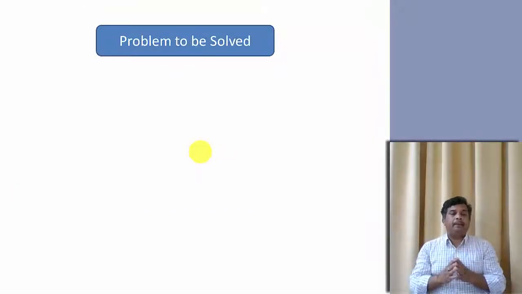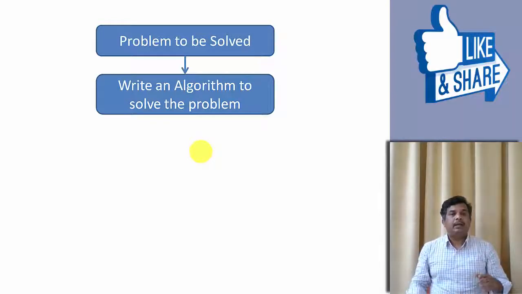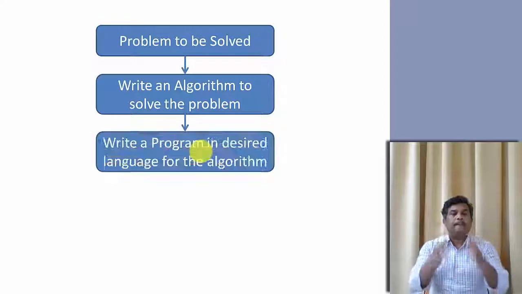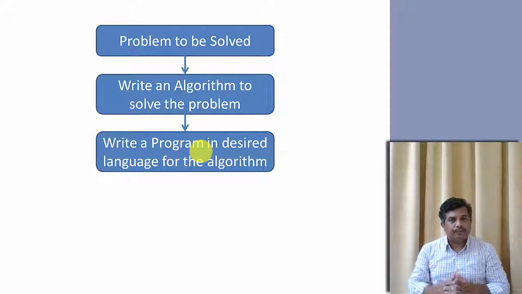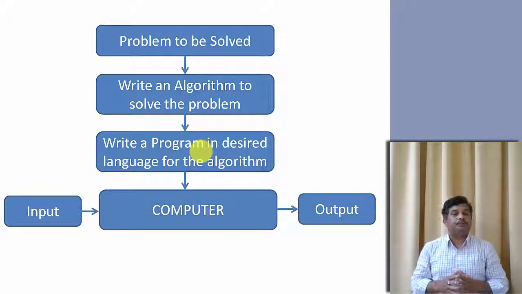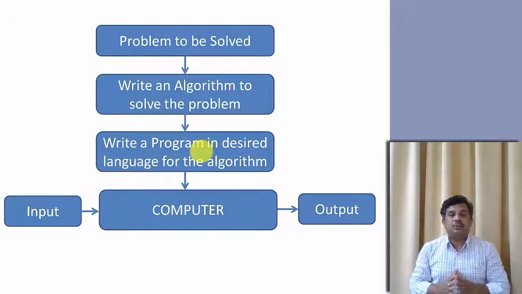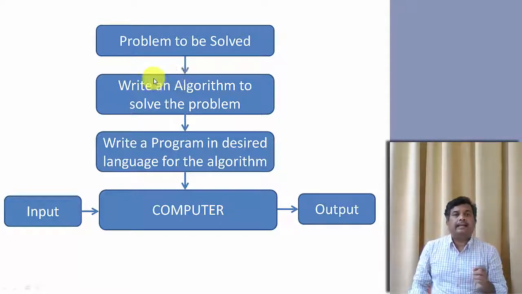If we have a problem to be solved, then we write the algorithm first to solve that particular problem. And based on that particular algorithm, we write a program in a programming language. And this program and the input that we give produce the output. So this is how a problem is basically solved. And right now we are focusing on the second step, algorithms.